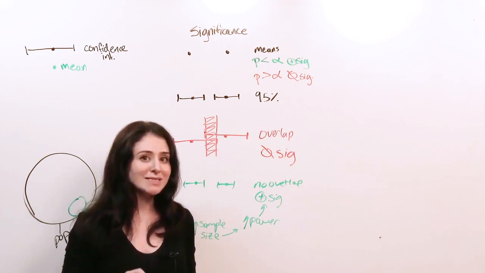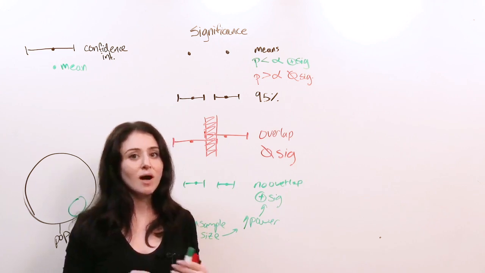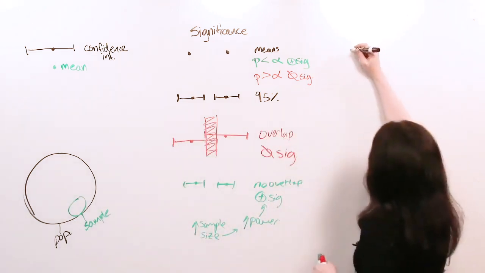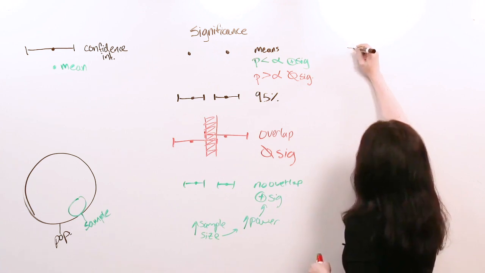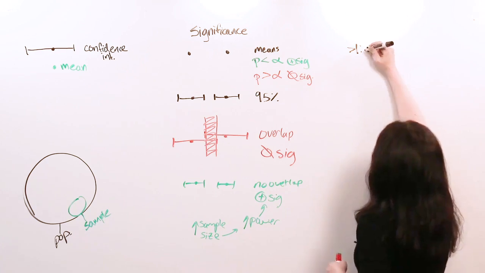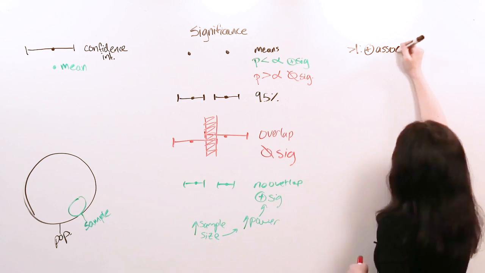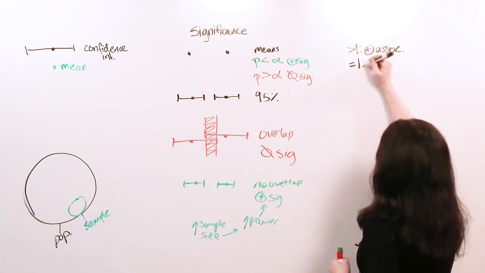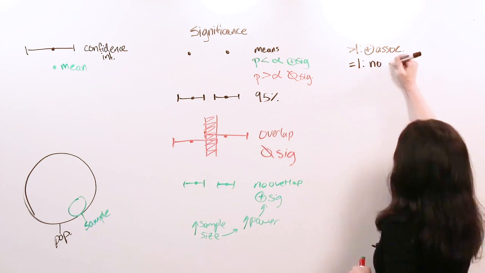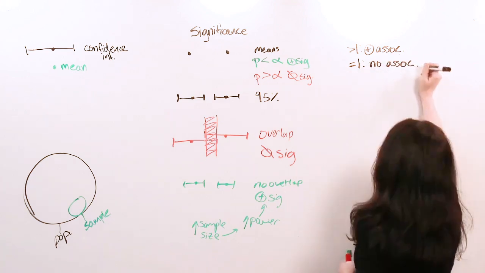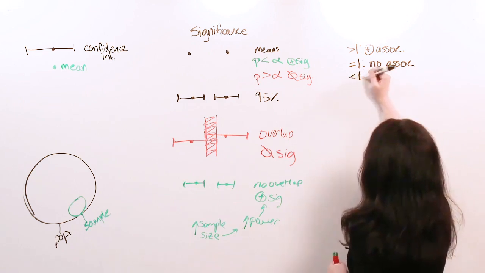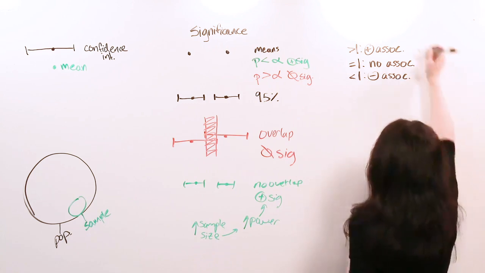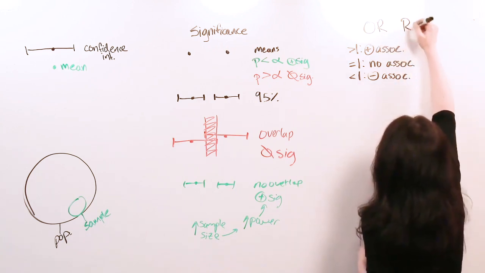You are actually more likely to get tested on the interpretation of confidence intervals for odds ratios and relative risk. And remember from my odds ratio and relative risk video that when you have an odds ratio or relative risk greater than 1, that means that you have a positive association between your risk factor and your disease outcome. And if you have an odds ratio or relative risk that is equal to 1, that means that there's no association. And if you have one that is less than 1, that means that there's a negative association. And remember, this is for odds ratio or relative risk.